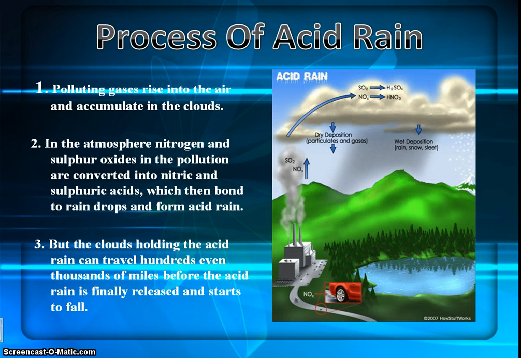The process of acid rain is, first, polluted gases rise into the air and get together in the clouds. Secondly, in the atmosphere, the nitrogen and sulfur oxides in the pollution are converted into nitric and sulfuric acids, which then bond to raindrops and form acid rain. But the clouds holding the rain can travel hundreds, even thousands of miles before the acid rain finally falls, which I thought was really interesting because I thought it would fall right away, but that's good to know.